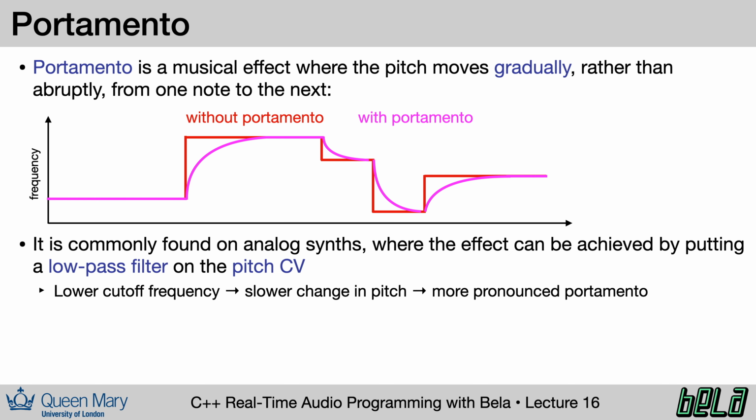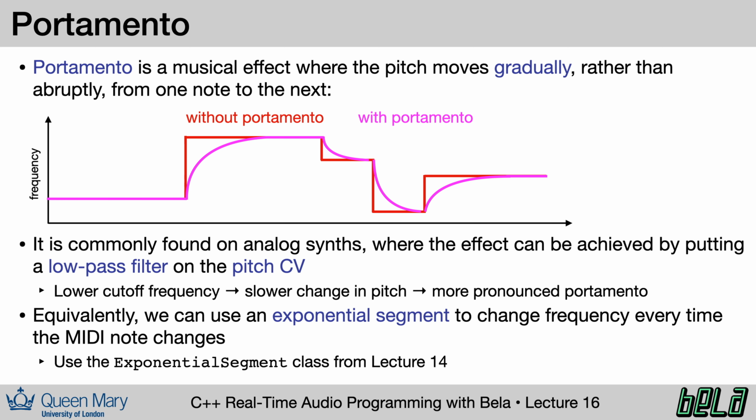This is a reasonably common effect on analog synths, and one way that it can be implemented fairly simply is by putting a low-pass filter on the pitch control voltage. That means that whenever the pitch control voltage wants to change abruptly, it instead has to move gradually and asymptotically toward its new value. The lower the cutoff frequency of this low-pass filter, the slower the pitch CV is going to move and the more pronounced the Portamento effect is going to be.